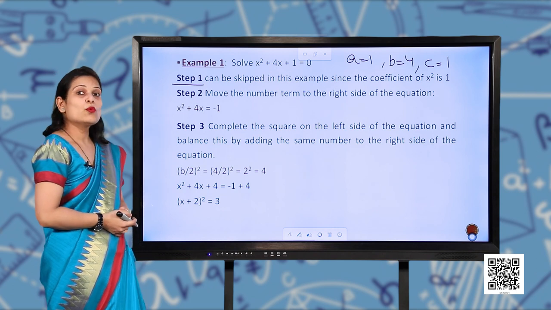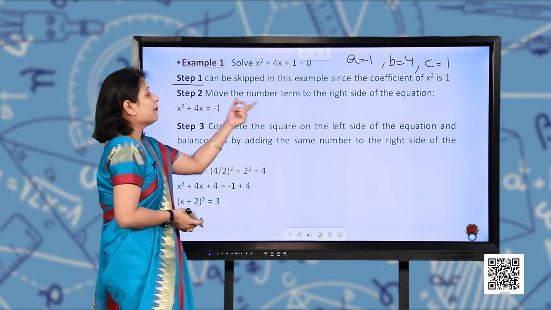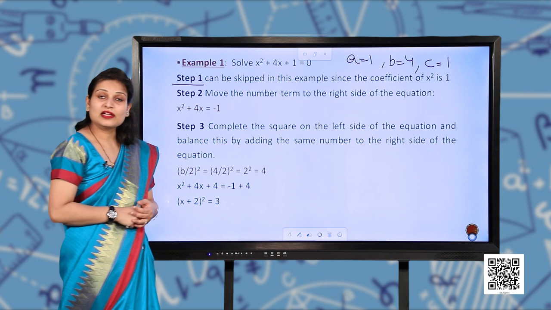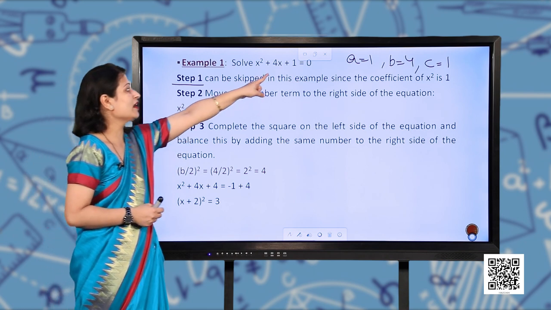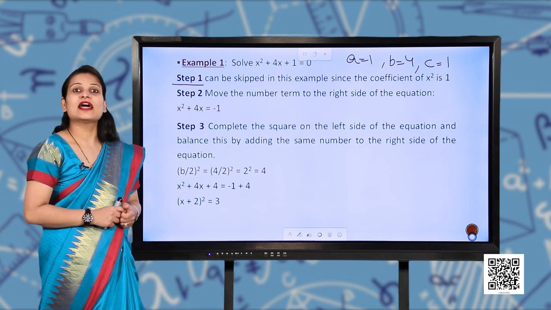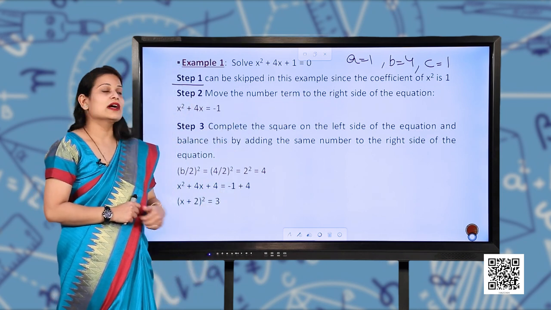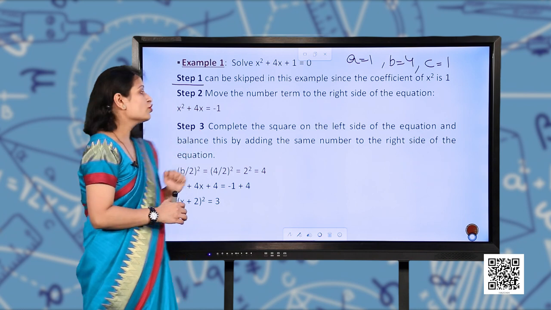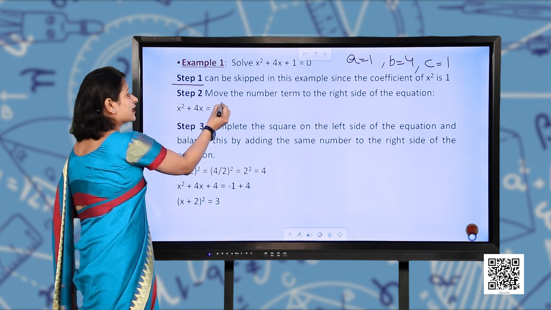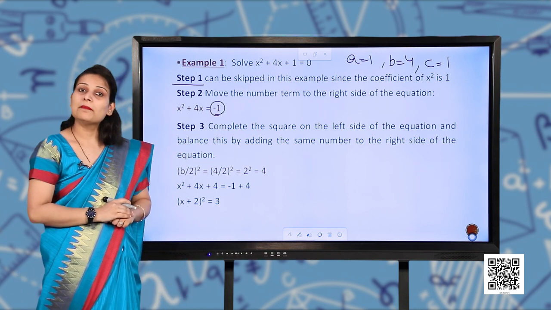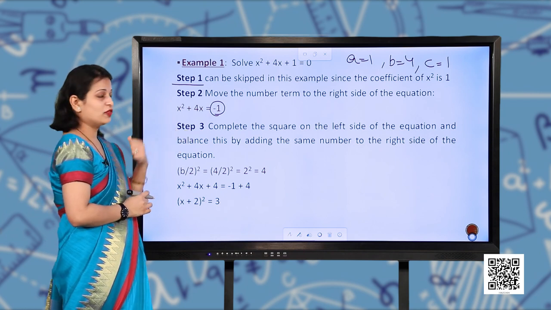In step 2, what will you do? Move the number term. What is the number term here? What is c? C is 1. So you have to move the number term to the right hand side of the equation. Since here 1 is positive, when you move 1 to the right hand side, what will you get? Minus 1.